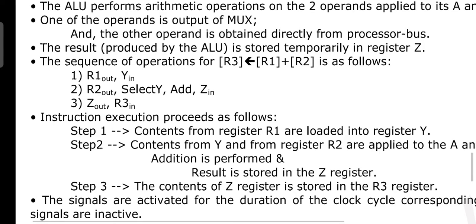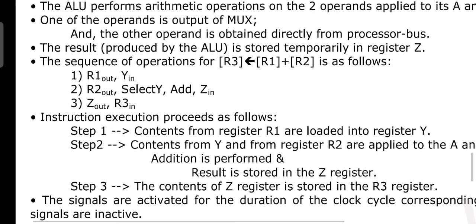So R1 in addition with R2 is transferred to R3. So content of R1 is accessed and content of R2 is accessed. Both of them are added and transferred to register R3. This is what the register transfer notation is. So equivalent we have to write the instruction. Stepwise it is performed using three steps.